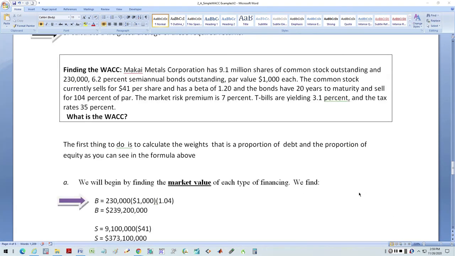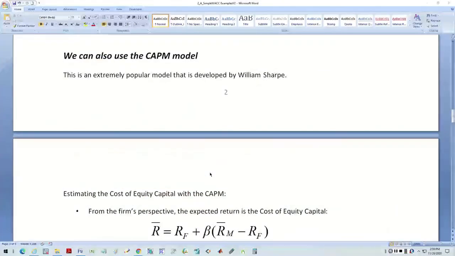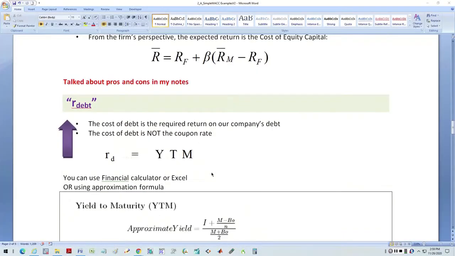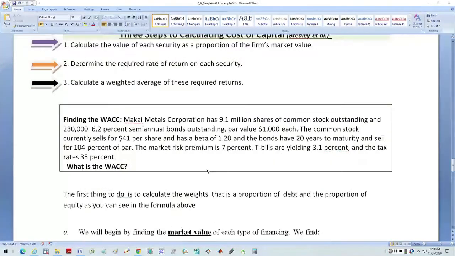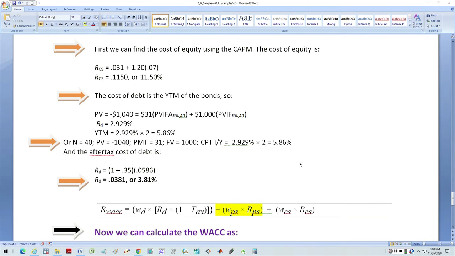Alright, the next thing we have to do is find the cost of debt and the cost of equity. If you look at this problem, the beta is given to us, the market risk premium is given to us, and the risk-free rate, or the treasury bill rate, is given to us. So which model do we use? Do we use the DDM or the CAPM? Obviously we're going to use the CAPM, because all the variables we need are given to us. So we calculate the cost of equity using the CAPM. R of common stock is 3.1% plus the beta times the market risk premium, which is 7%, and that gives us an R of common stock of 11.5%.